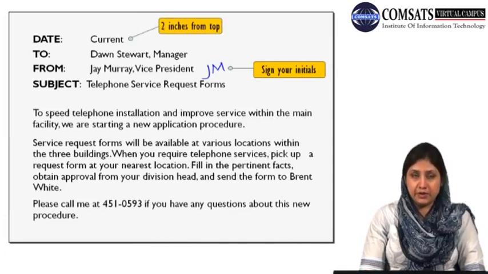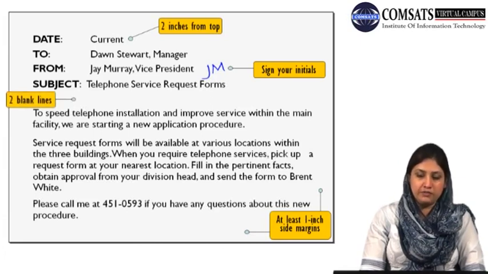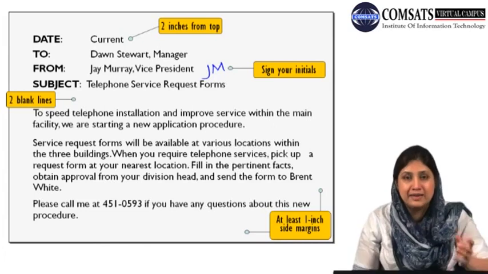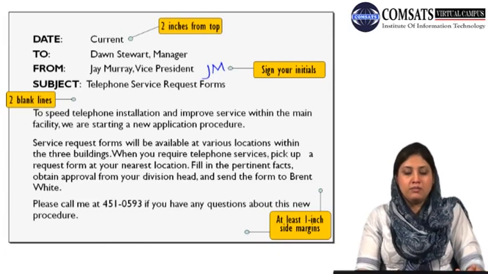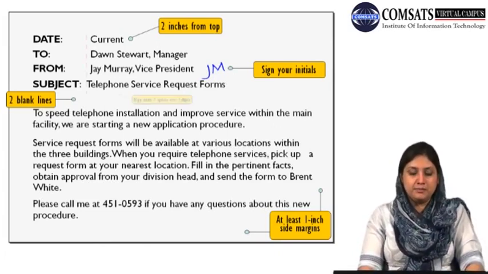Two inches from the top, look at the date section. Look at the margins you are taking care of when you are having a paper copy of the electronic memo. You are going to print it. One inch from each margin. Two blank lines between the subject and the main text body. If you are printing an email, this will be automatically embedded. However, if you are designing it on the computer, you need to embed these spaces manually.